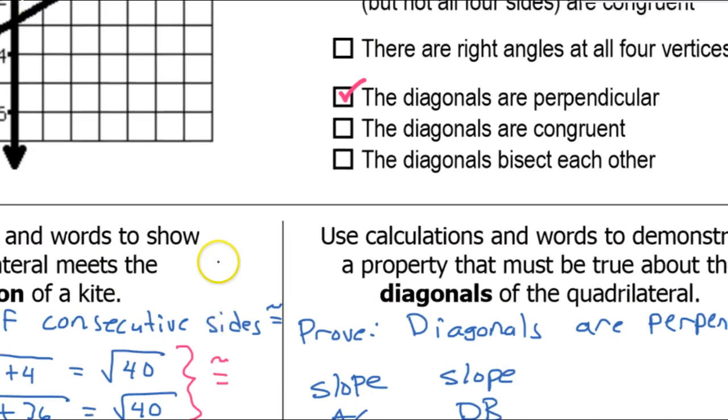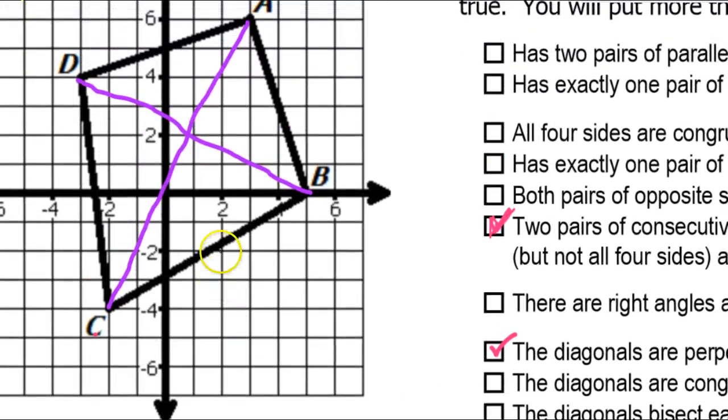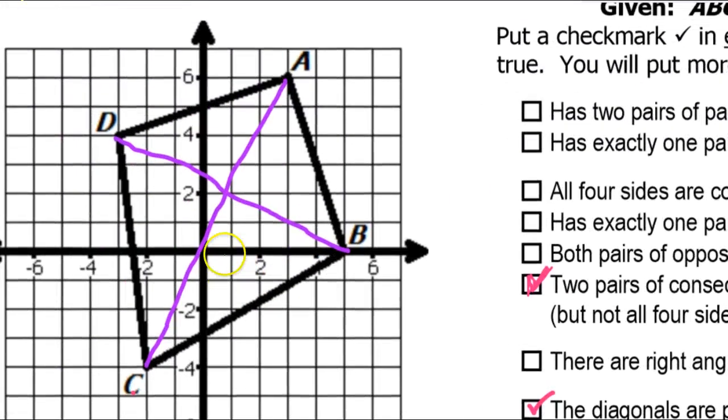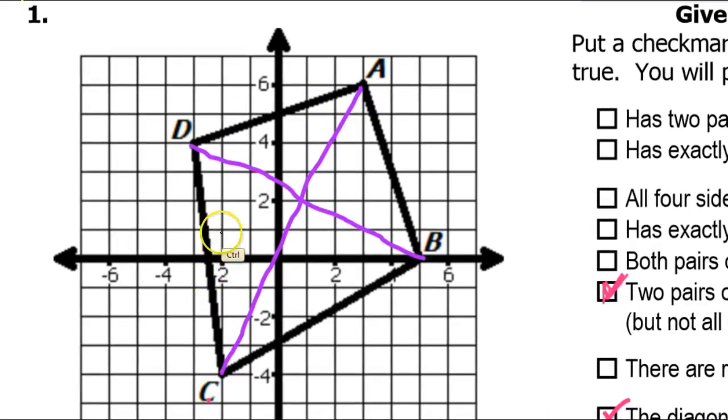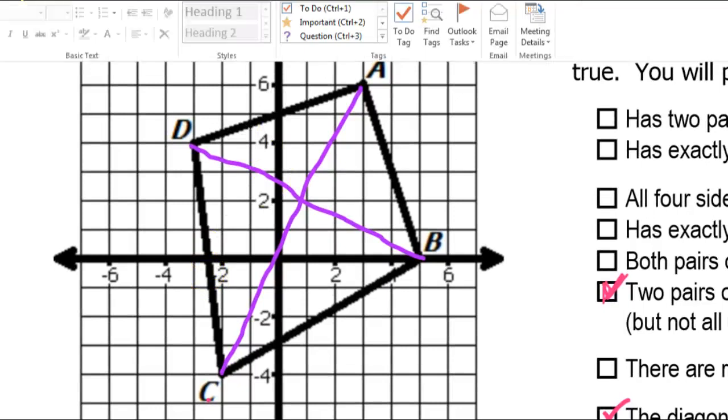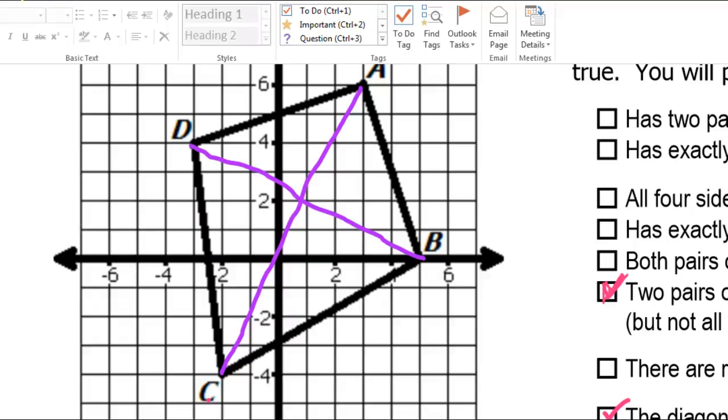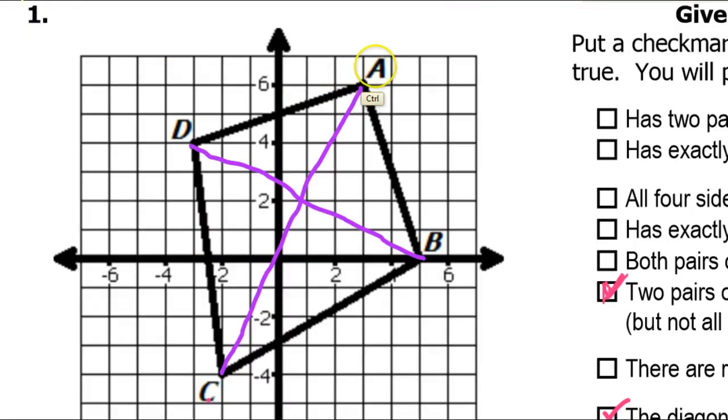Okay, so slope AC. What's the best way to go about this? I think I'll use ordered pairs for this. Let's write down the coordinates of point A and point C. So here's point A. The coordinates are 3, 6.